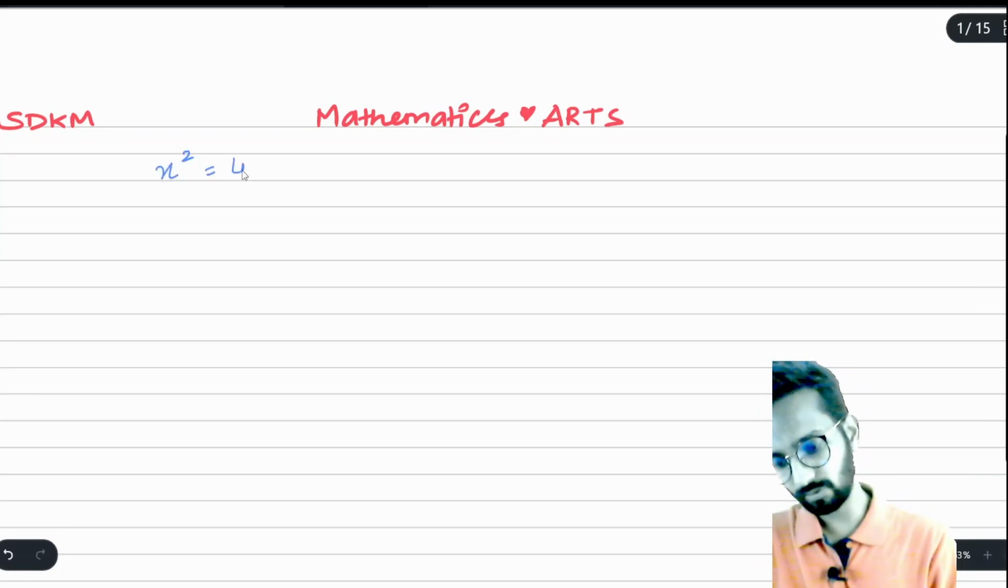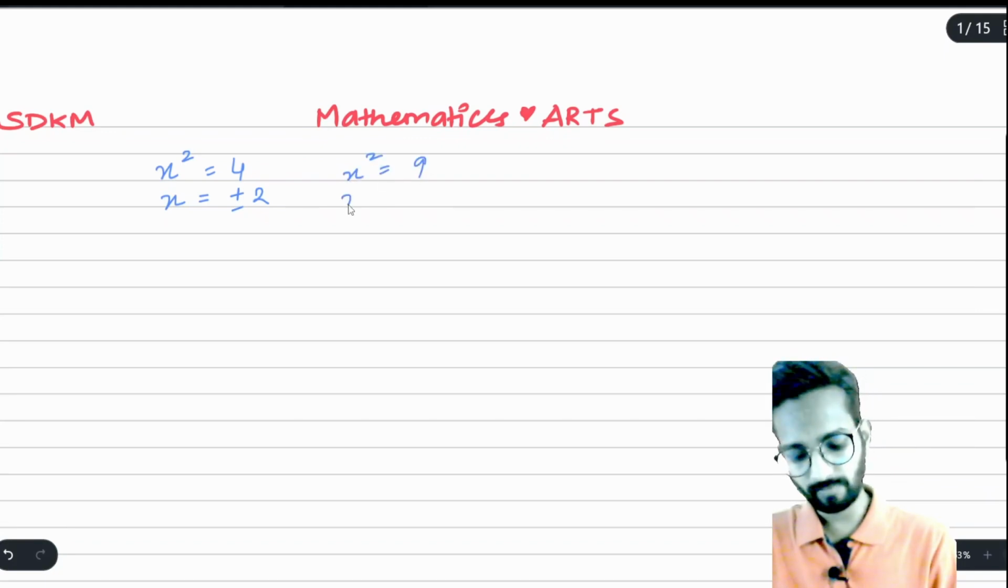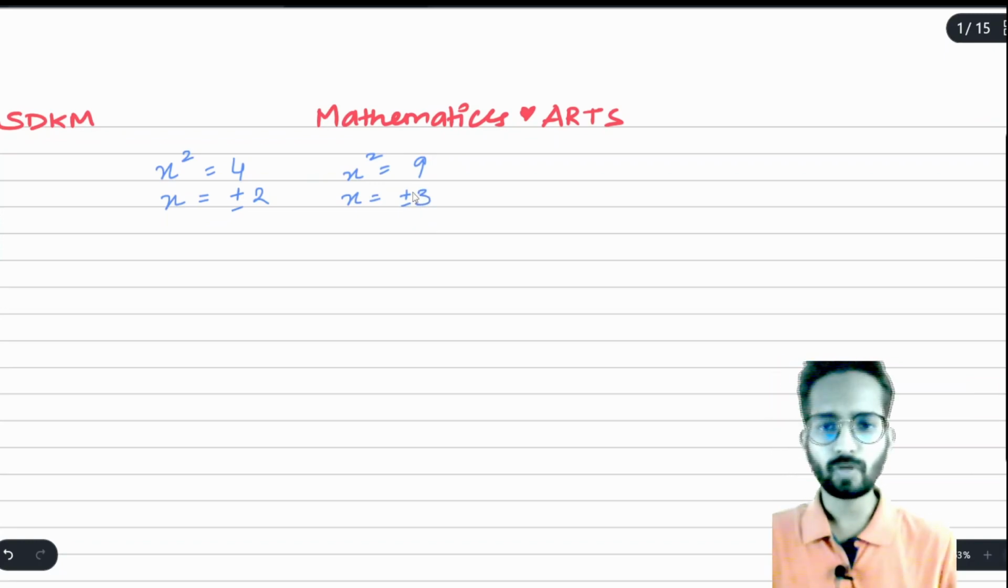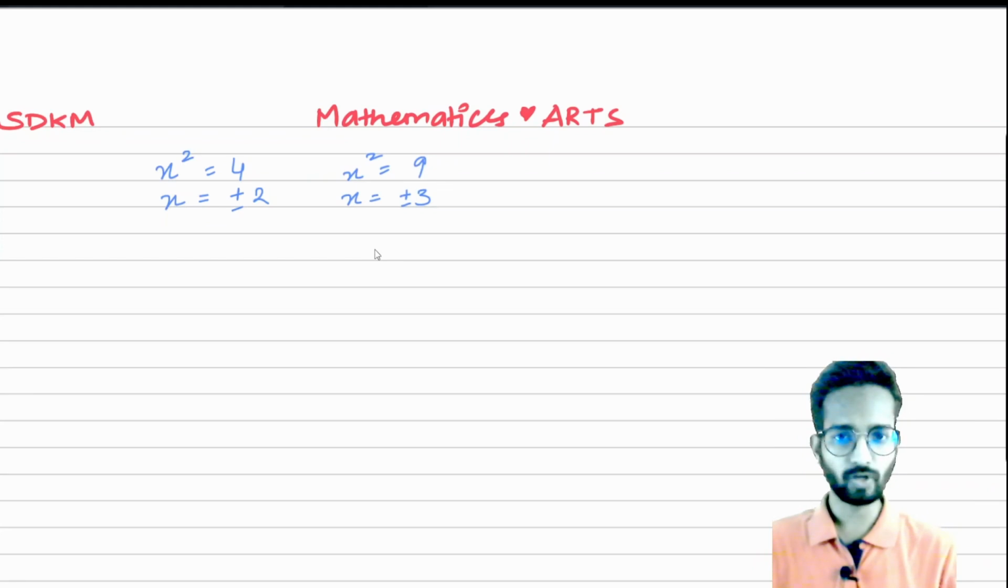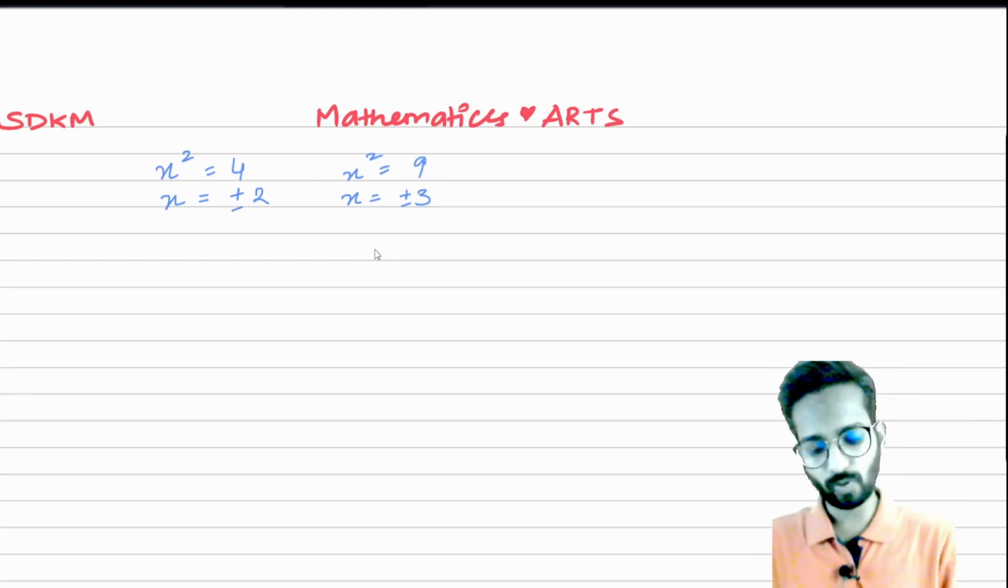What used to happen when we had completed our 10th standard is that whenever x square is equal to 4, we used to write x is equal to plus or minus 2. If x square is equal to 9, we used to write x is equal to plus or minus 3, because the square of plus 3 will also become 9 and the square of minus 3 will also become 9. So there was not a problem.